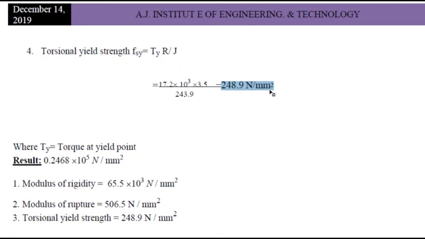which is very important because sometimes yield itself is called failure for ductile materials, not up to break. We cannot wait up to breakage. If the material yields, then it is the failure of the material. That is why yield strength or torsional yield strength is important. Hope you have understood.